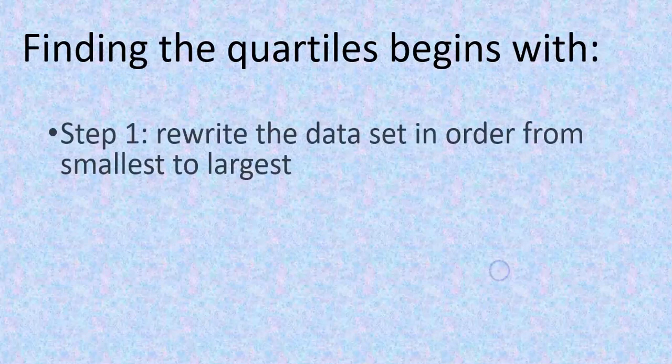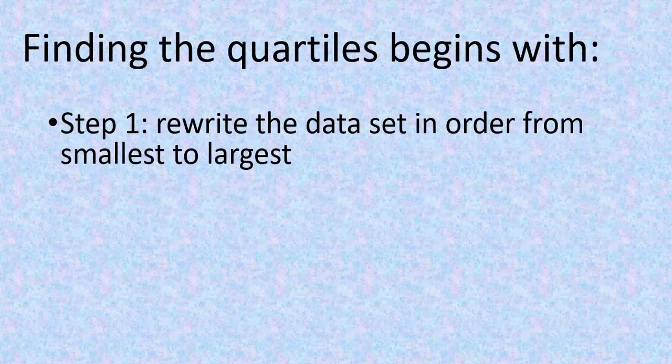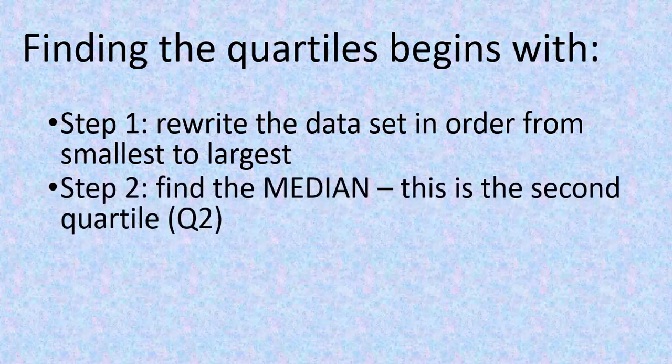So finding the quartiles begins with step 1, rewrite the data set in order from smallest to largest. We've seen this before, and it will continue to be true. Step 2, find the median, which we already know how to do. And in quartiles, this is the second quartile. We call it Q2 or quartile 2.